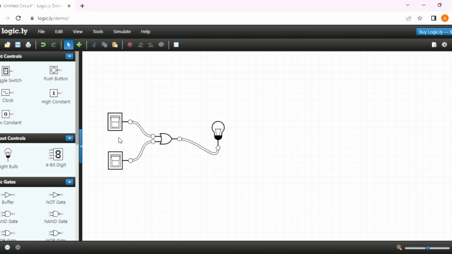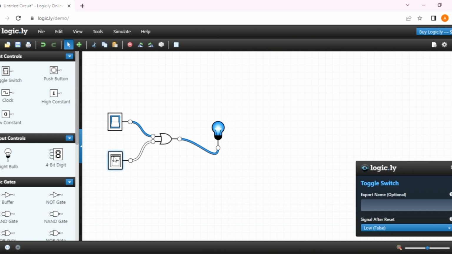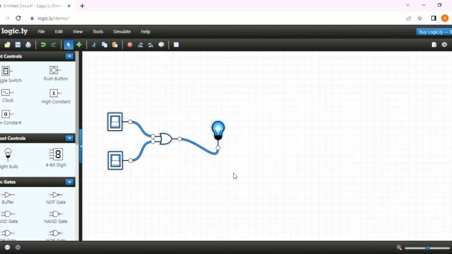When A is 0, B is 0, the output is 0. When A is 0 and B is 1, the output is 1. When A is 1, B is 0, the output is 1. When A is 1 and B is 1, the output is 1. This is the circuit of the OR gate.